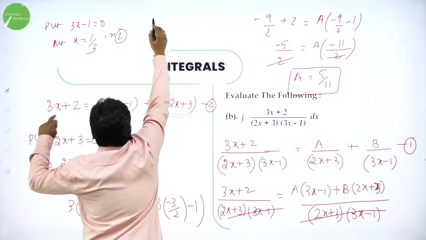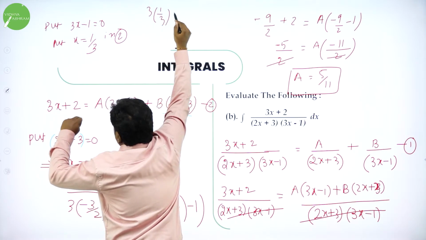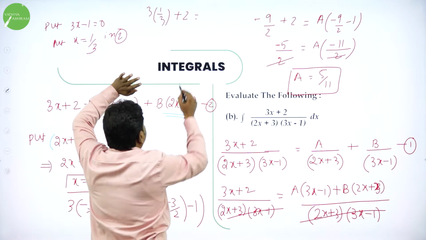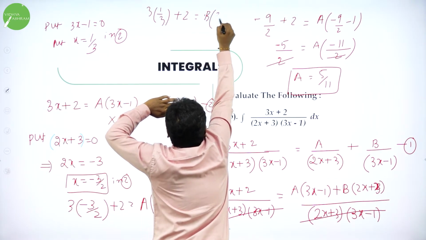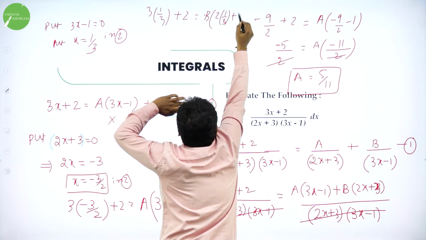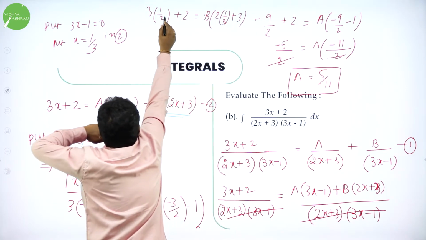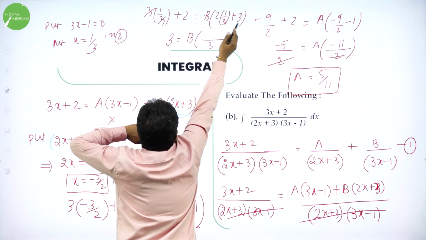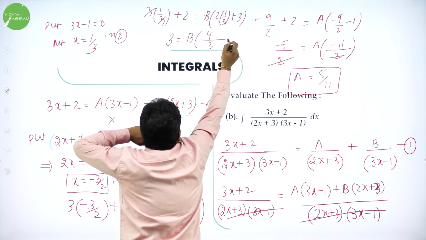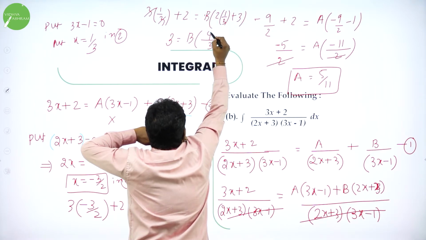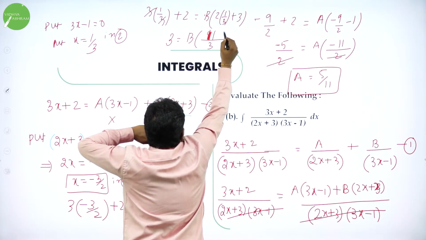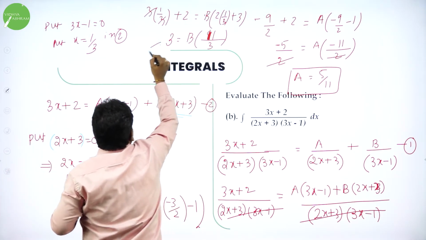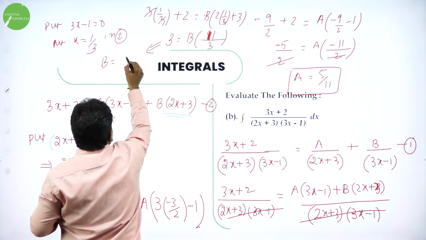So equation 2 is 3 into 1 by 3 plus 2 is equal to, here 3x minus 1 you took 0, so drop this, don't take it. Directly take B into (2 into 1 by 3 plus 3). Now simplify: 3 cancels, 1 plus 2 is 3, equal to B into, if you take LCM 3, 2 plus 9, which is 11 by 3. Simplify this and you will get B. From this, B value is exactly 9 divided by 11.